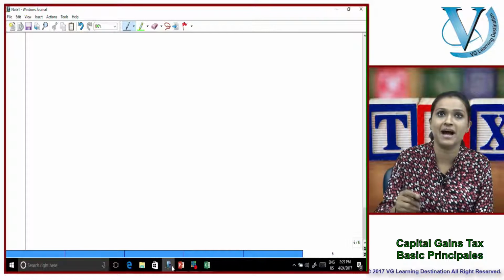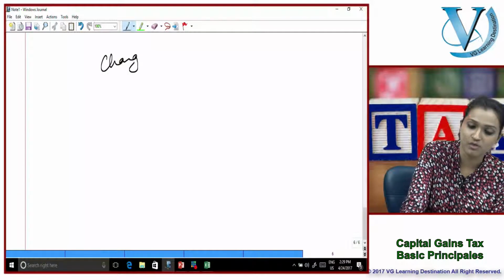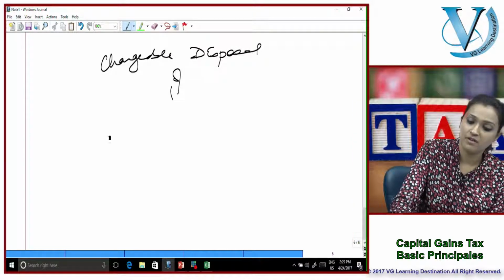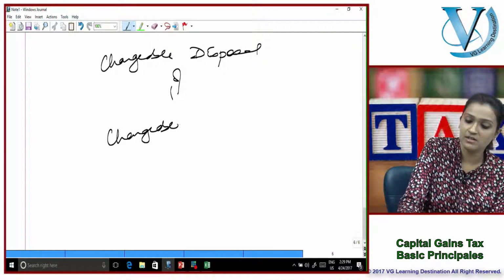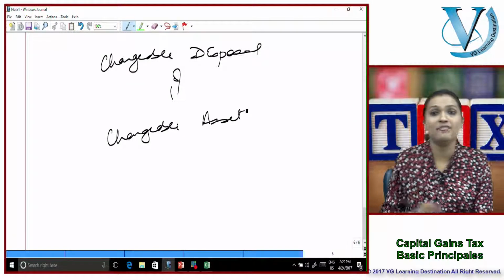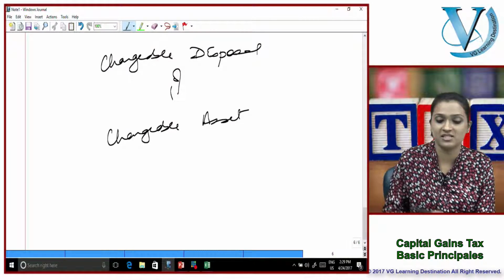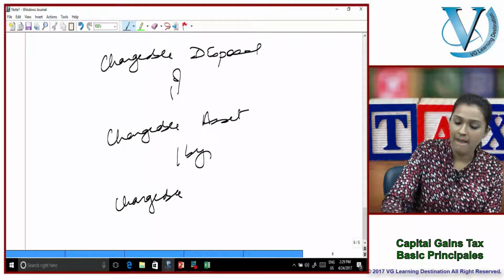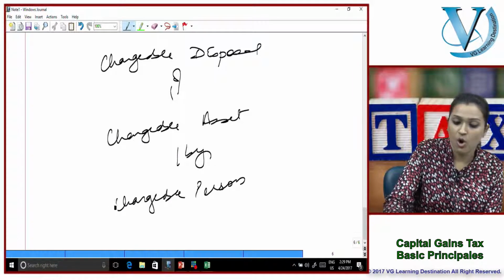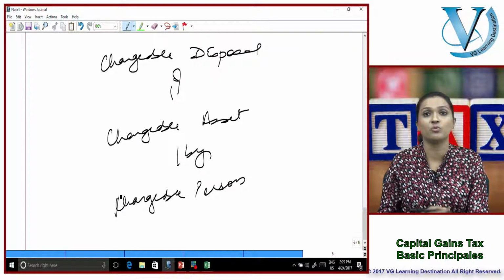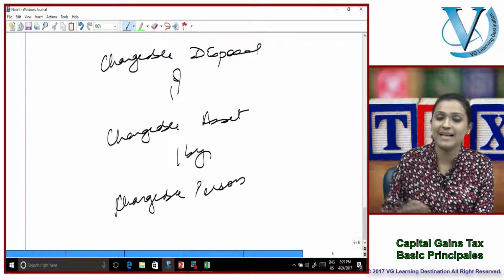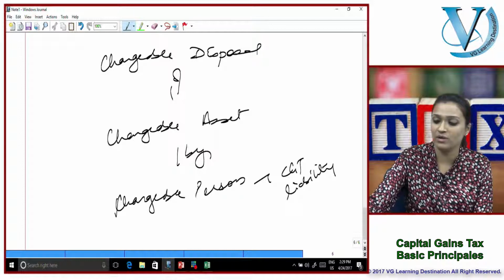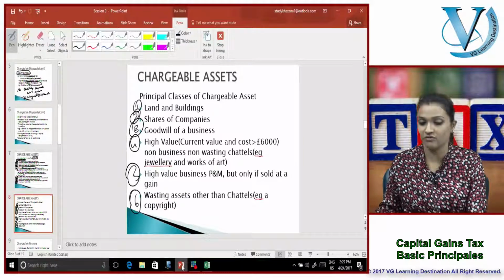So till now what we've covered is a chargeable disposal of a chargeable asset. Now that we know this, who actually makes this disposal? A chargeable person. So now let's have a look at who this chargeable person is going to be. Who's going to be liable to pay CGT? Let's have a look at chargeable persons to start off with.